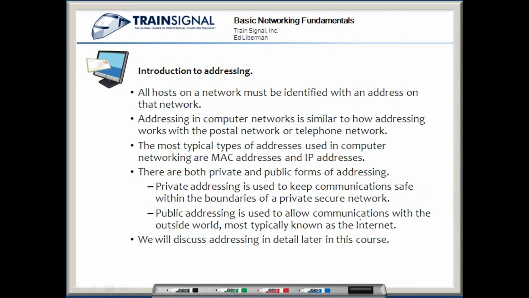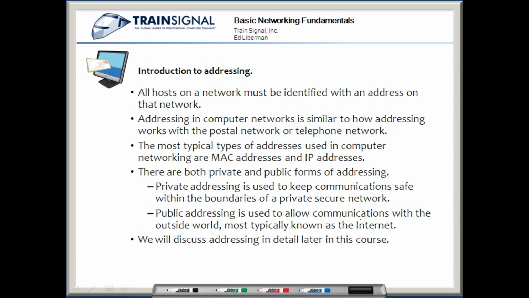All right. Now, to wrap things up here, I want to give you a high-level understanding of the concept of addressing. All hosts on a network must be identified with an address on that network. Okay, that's the concept right there. You have to have some kind of identification, some kind of addressing in order to be able to have network communication.